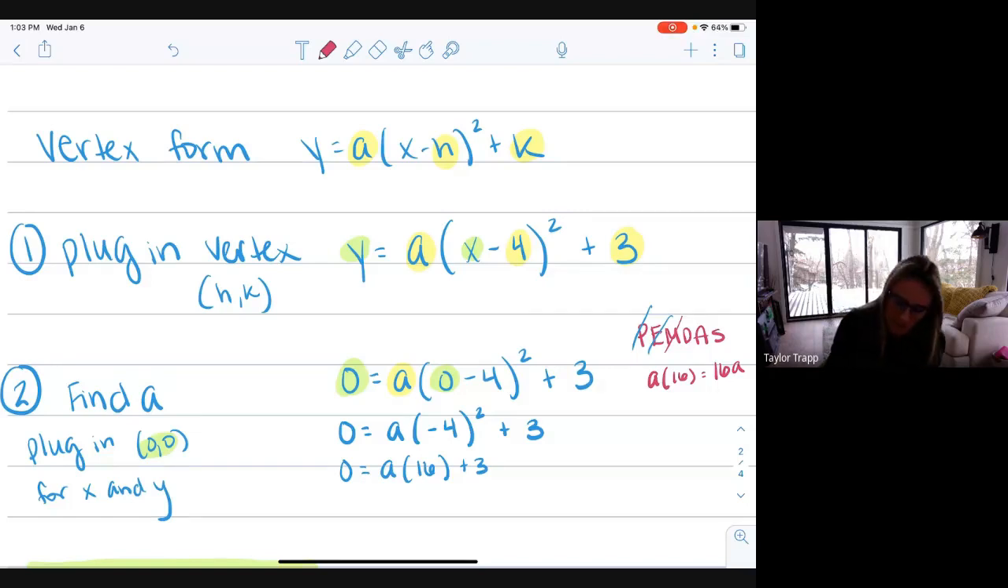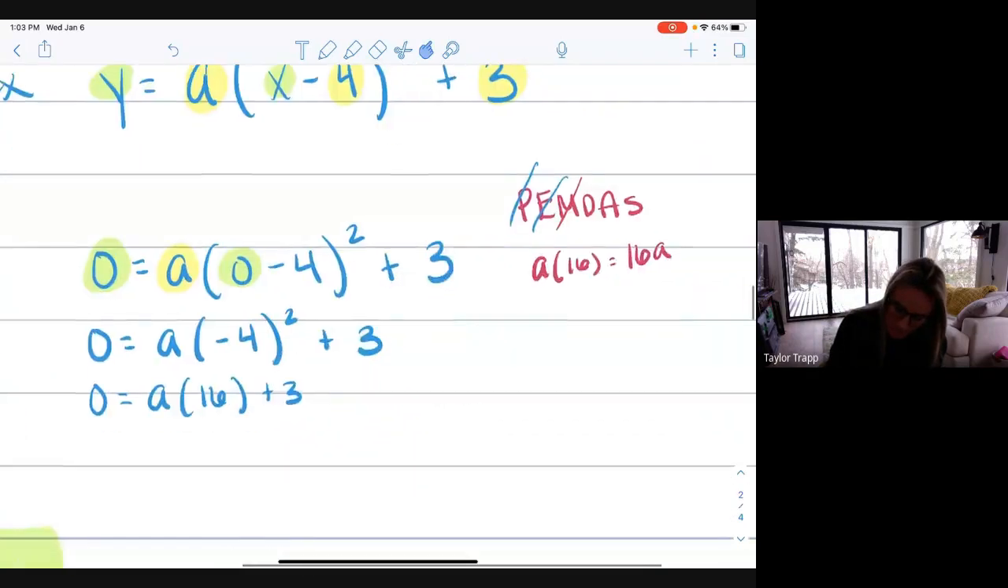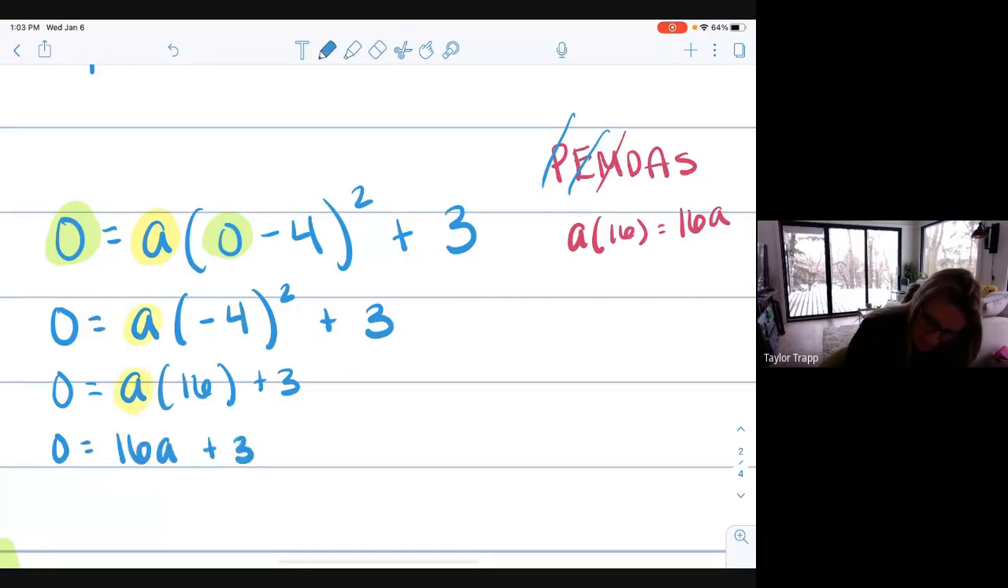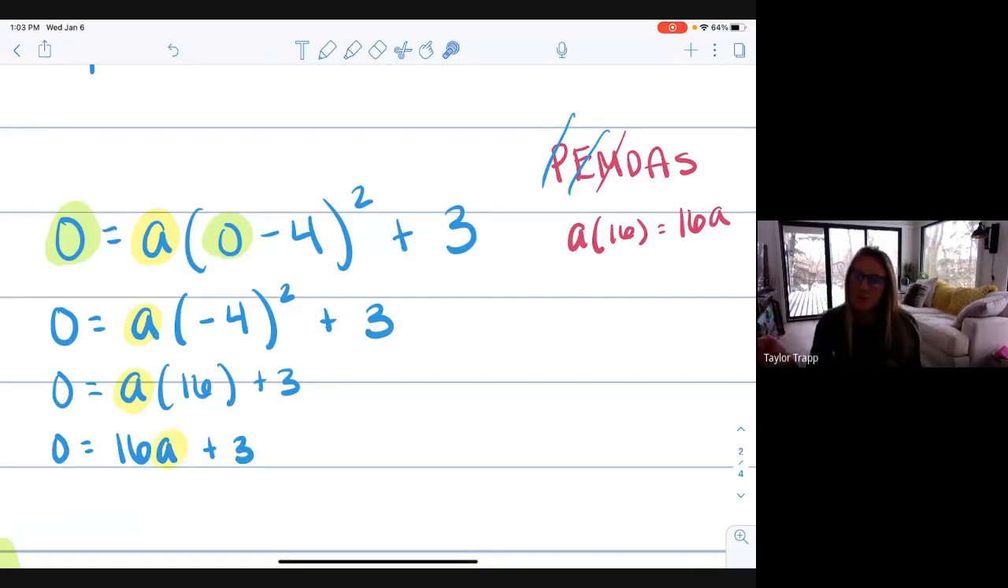Okay. So I'm going to zoom in a little more so I can write a little bit neater. So I'm just going to rewrite that. I'll keep highlighting A so you know what we're solving for. I'm going to rewrite this as 16A and then plus 3. So remember our goal. We are just trying to get A by itself. That's it. Okay. Now I'm ready to start solving.